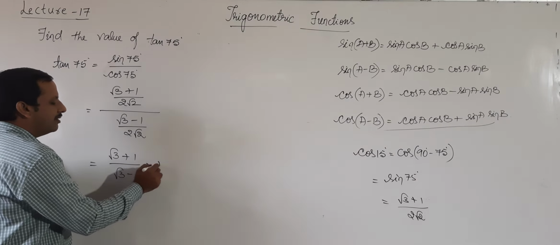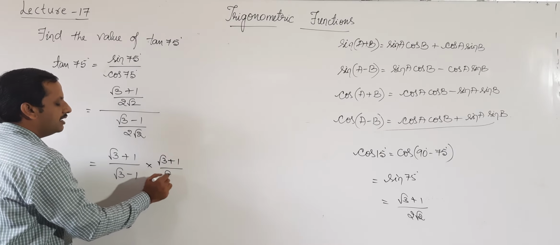What is sin 75 degree? Sin 75 degree, just now we have proved that it is equal to root 3 plus 1 by 2 root 2. And what about cos 75? Cos 75 is nothing but root 3 minus 1 by 2 root 2. So this 2 root 2 gets cancelled. What next? Root 3 plus 1 by root 3 minus 1. Don't cancel root 3, not allowed. Okay. Let us rationalize this denominator. I will multiply and divide by root 3 plus 1.